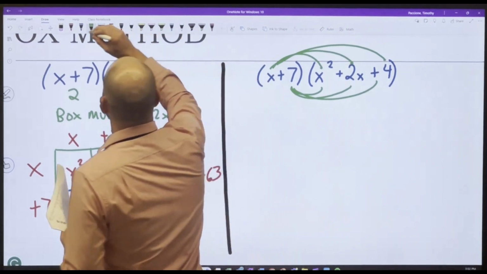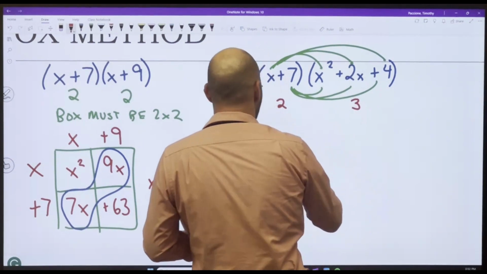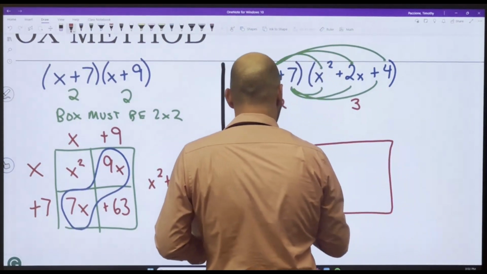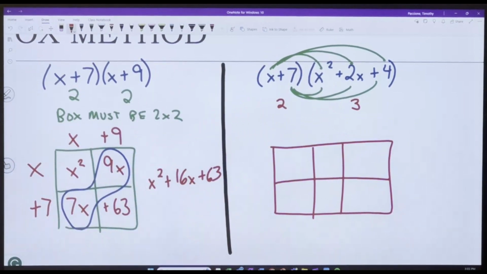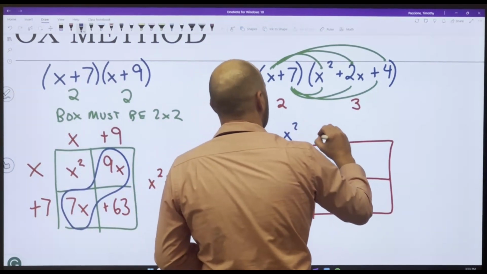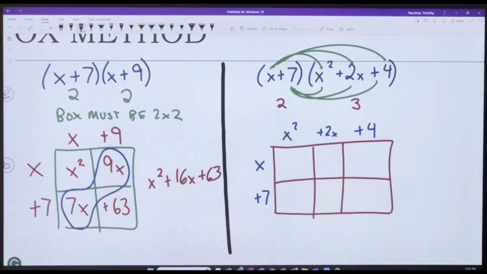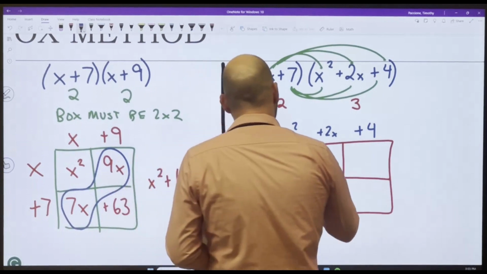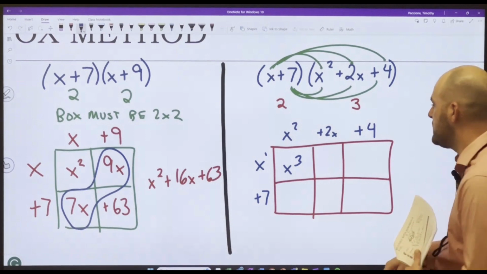So how many terms are on the left? 2, and I have 3 here, so I do a 2 by 3 box, right? And I put my things on the outside, x plus 7, x squared plus 2x plus 4. And then I just do every box. X times x squared, question? Would that be x to the third power? Yeah, because this is x to the 1, and that's x squared. You add the exponents, right? So it's x to the third.